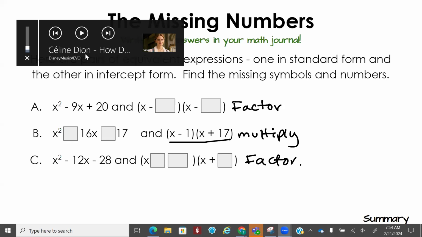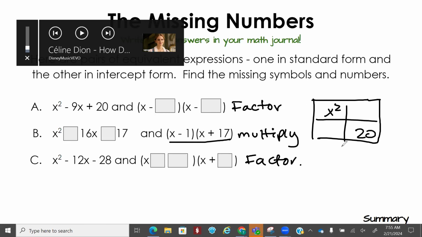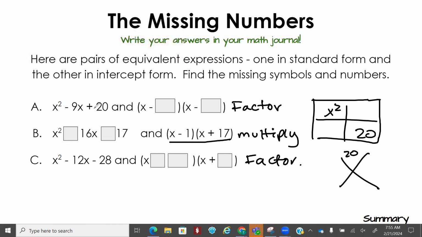So up here, what we're gonna do is we're gonna draw our box first. And we're gonna put the first term in the first box, so that's x squared. Last term in the last box. And then we're gonna draw our big X. And we're gonna say A times C, which is 20. B, which is -9. What two numbers can I multiply together to get me 20, but add together to get me -9? Okay, -5 and -4, right?